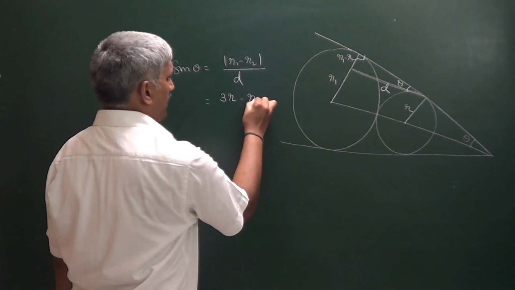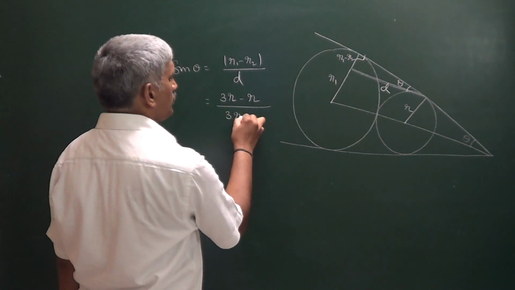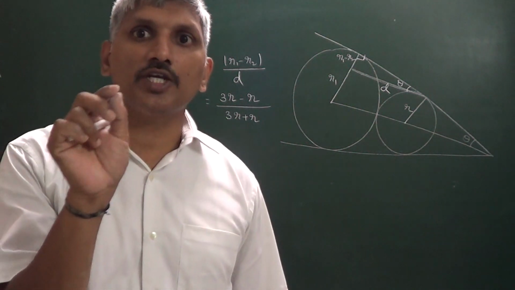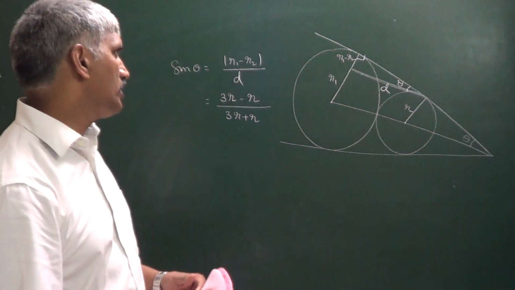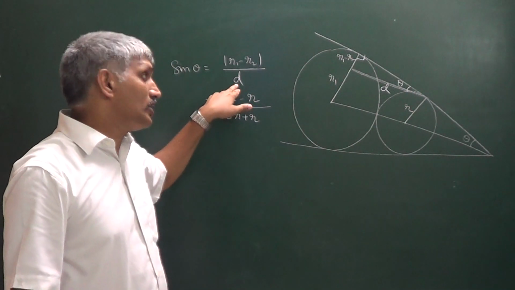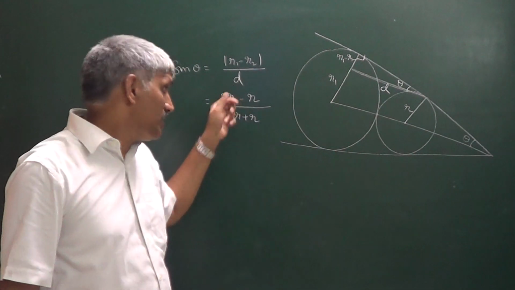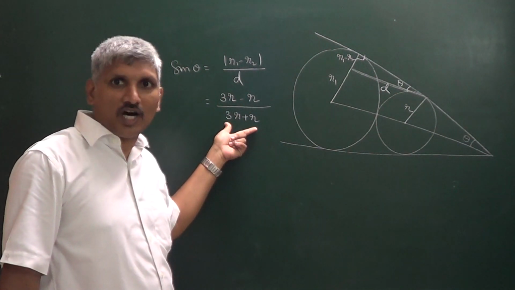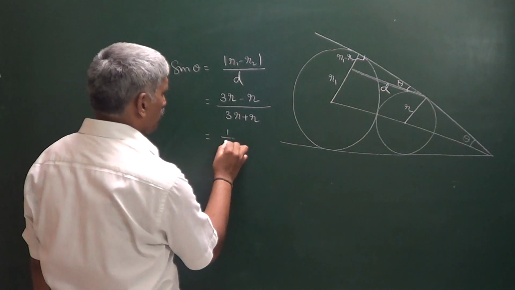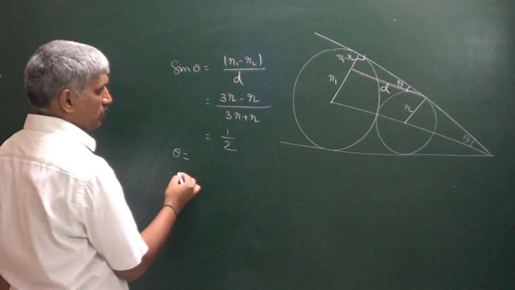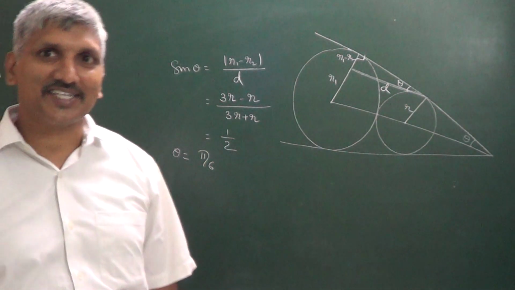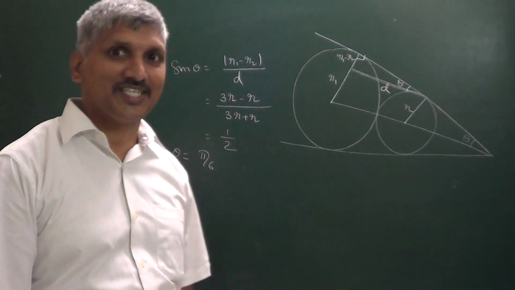Sin theta is equal to (3r minus r) divided by (3r plus r), because the radii are given in the ratio 3:1. So if one radius is 3r, the other one is r. The two circles touch each other externally, that's why d is equal to r1 plus r2. Now sin theta is equal to 1 by 2, therefore theta is equal to pi by 6. That's why the angle between the direct common tangents is equal to 60 degrees.